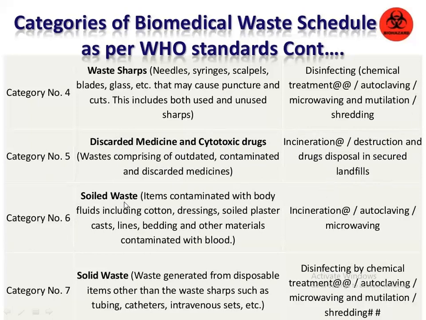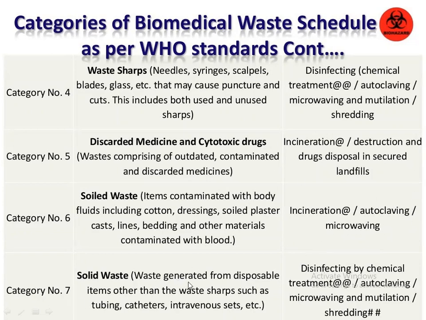In category number 6, soiled waste. Soiled waste includes items contaminated with body fluids, including cotton or dressing, whatever material is needed for dressing, cotton, soiled plaster, linen, bedding, and other material contaminated with blood. So this is soiled waste for which treatment is given: incineration, burning, autoclaving, microwaving.